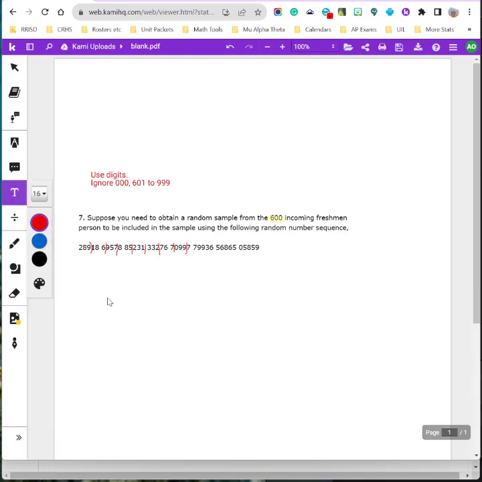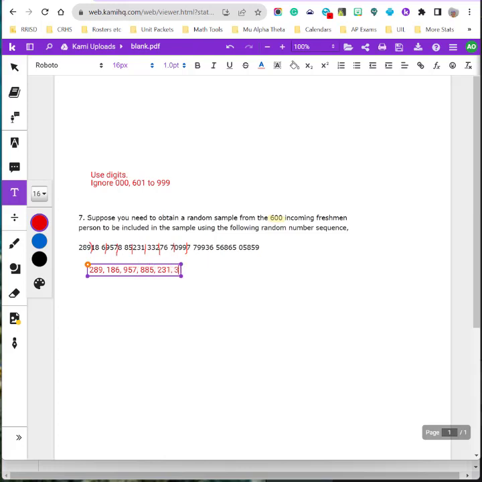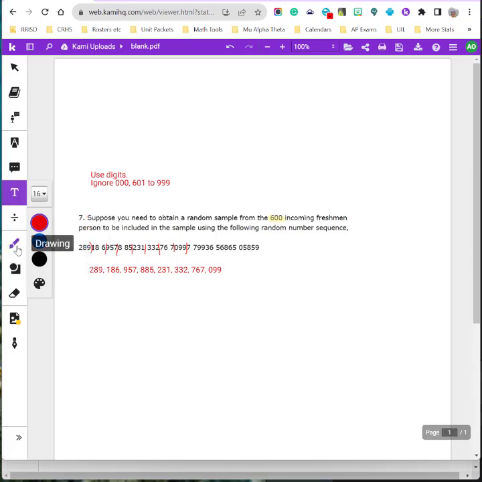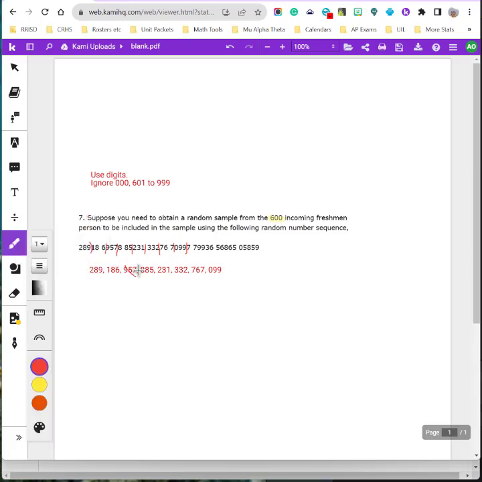So my first set of numbers is 289, then 186, then 957, then 885, then 231, 332, 767, 099. So let's see if that's enough. I know I'm going to have to cross off some of these because they're too big. 957 is too big. 885 is too big. And I believe we just wanted the fifth. So this one's good. 1, 2, 3, 4. Oh, I did just enough.